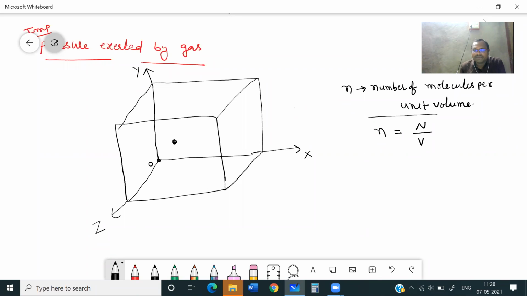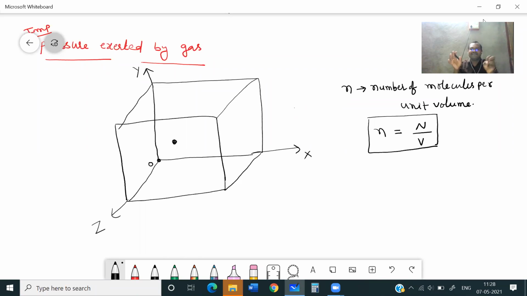Important factor, remember this. I have considered one container, one vessel, and in this vessel there are some n number of molecules present. How many? Small n number of molecules per unit volume. Throughout the total volume of this container, there are small n number of molecules present.